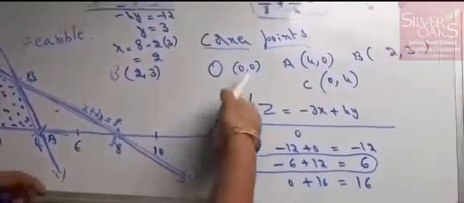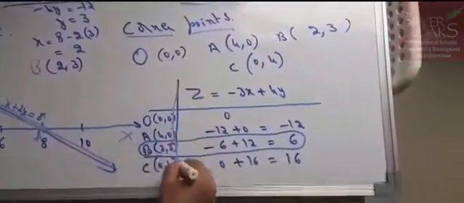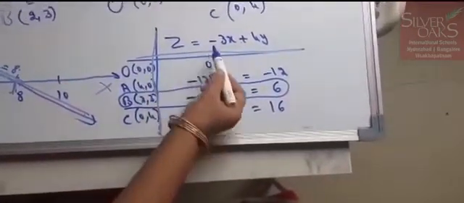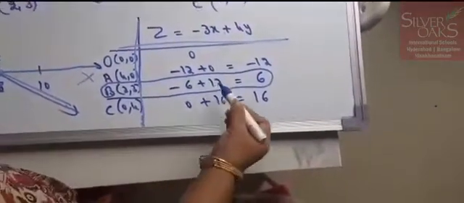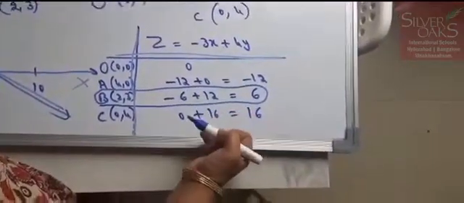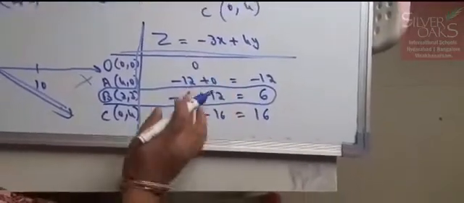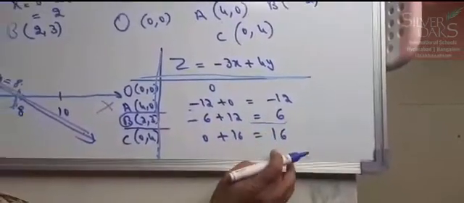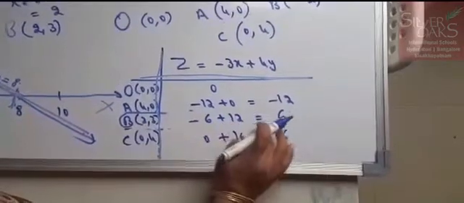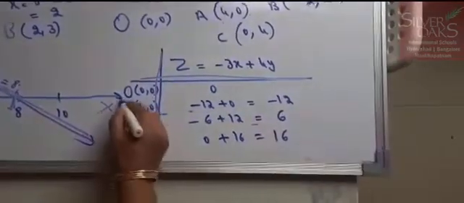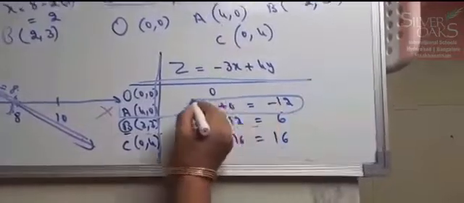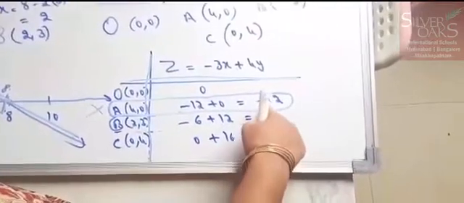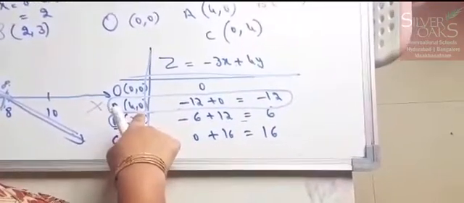Now once we get all the 4 corner points, take a table. This is the objective function. 4 corner points. Substitute each coordinate in the objective function. Out of all the 4 values after substituting, you got 0 as the least value, then 6, then 12, minus 12, then 16. Tell me which is the least value out of these 4. Minus 12 is the least value.